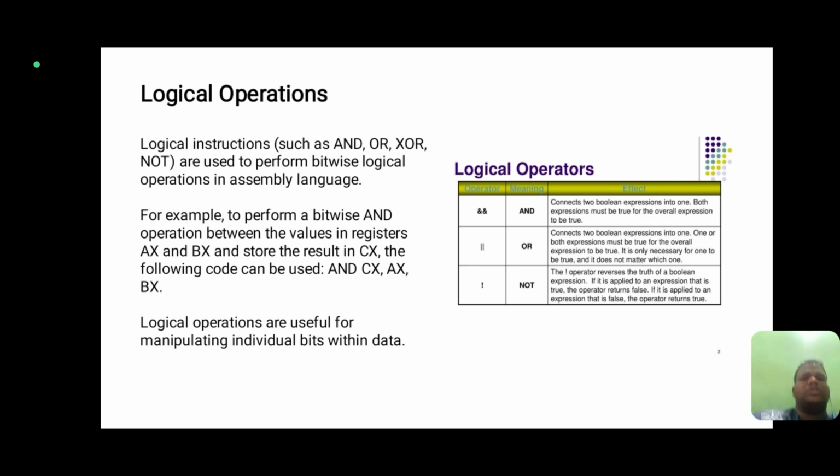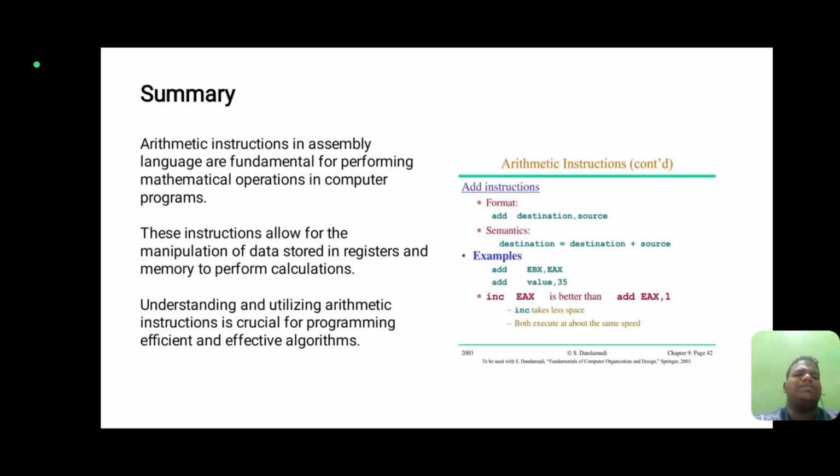Logical operations. Logical instructions are used to perform bitwise logical operations in assembly language. For example, we can perform a bitwise AND operation between the values in register AX and BX and store the result in CX. Logical operations are useful for manipulating individual bits within the data.